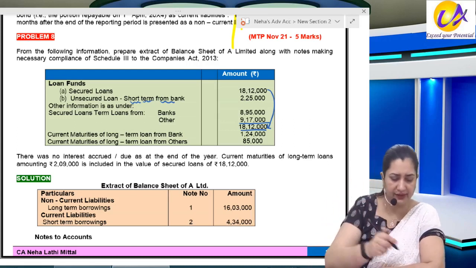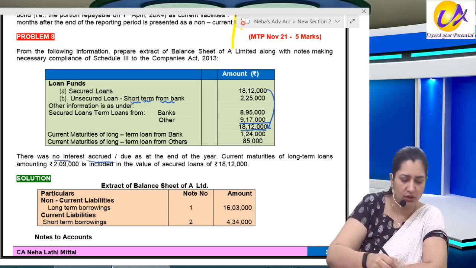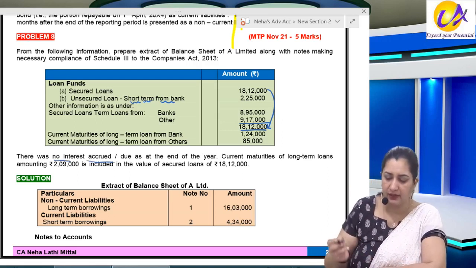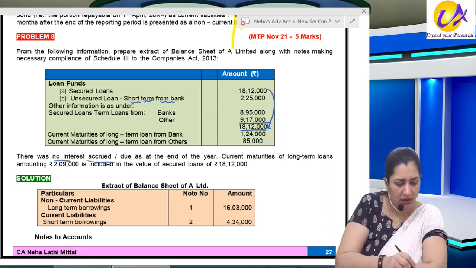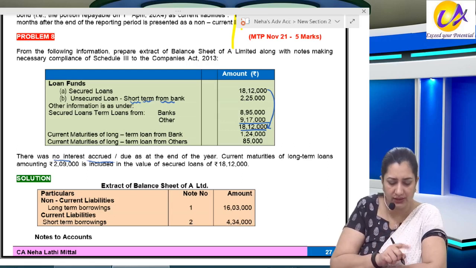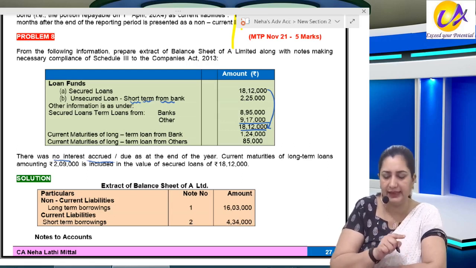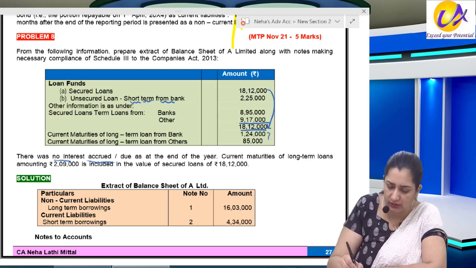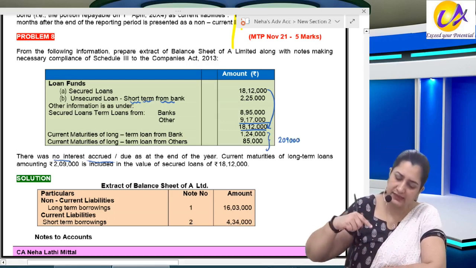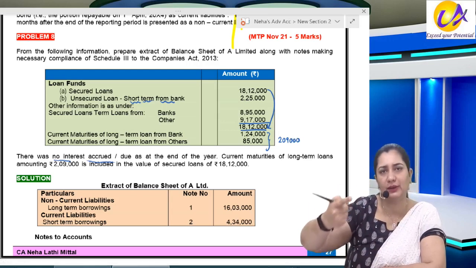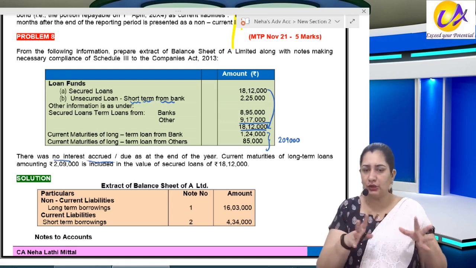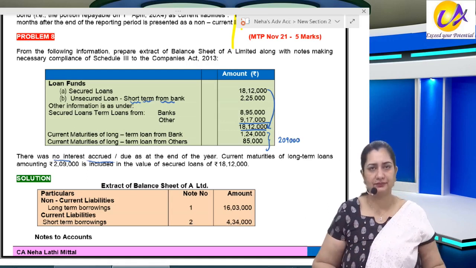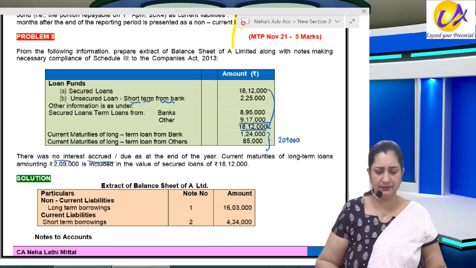There is no interest accrued. No interest is accrued or due at the end of the year. Current maturity of long term loans amounting to 2,09,000 is included in the 18 lakh 12,000. So in the 18,12,000 this amount is already there. So now you need to properly bifurcate and show it. So we will show it, no problem.